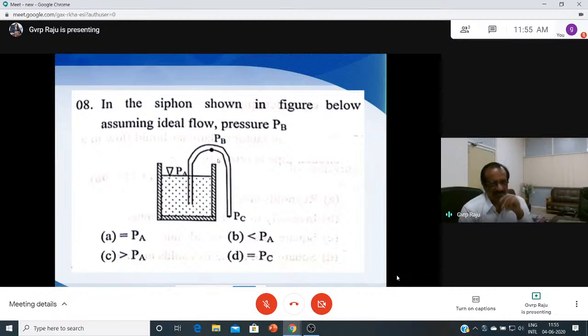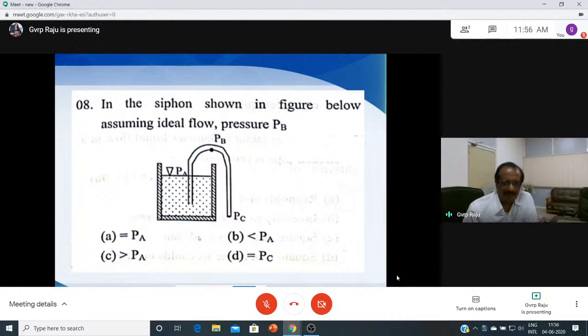So here he has asked you to find out the pressure at B. This is a siphon pipe and this is the summit here. The topmost portion is the summit here. That means the point B is at a higher level compared to point A. Compared to PA, is the pressure PB at a higher or lower level? So when you go up, the pressure should decrease. When you go down, the pressure increases here.